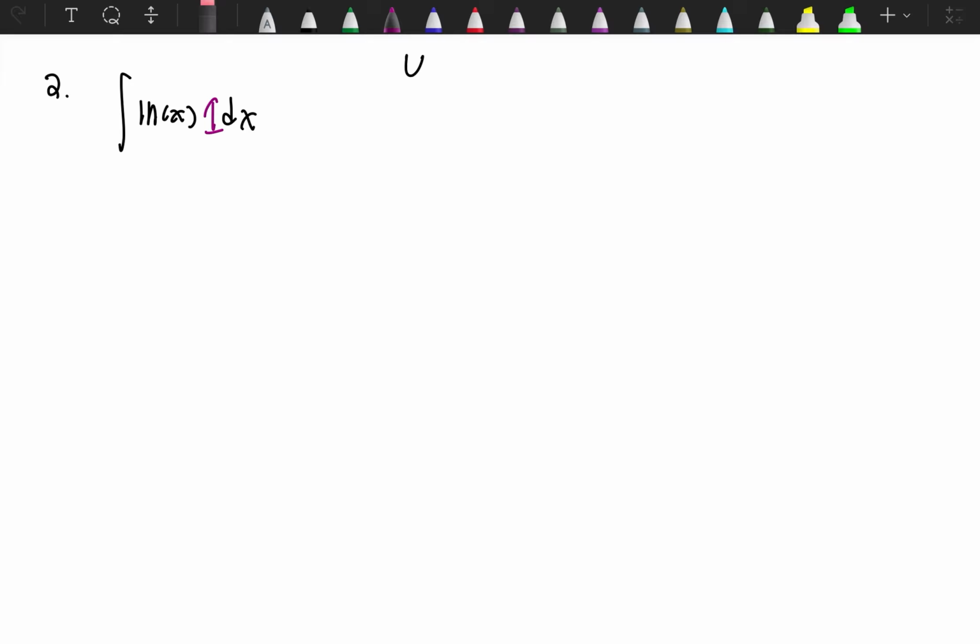Let me just change the color real quick. So essentially, your dv is going to be 1, and then you can integrate this, v is x. And then from here, your u is going to be natural log of x, because you don't know how to integrate natural log of x. It's been a minute since I've done it. But you do know your du, or your derivative of natural log of x, which is just 1 over x.